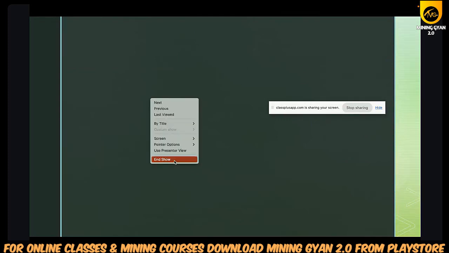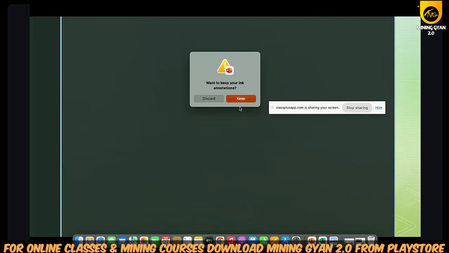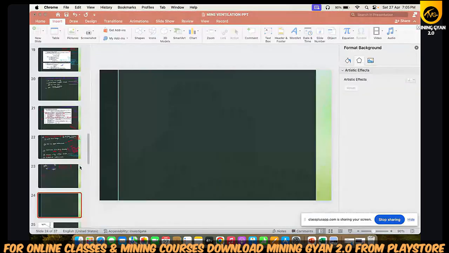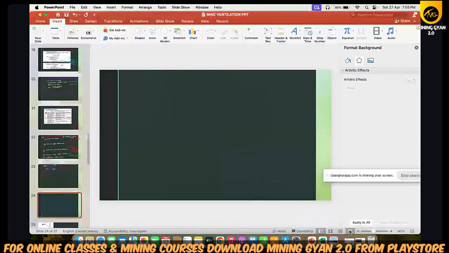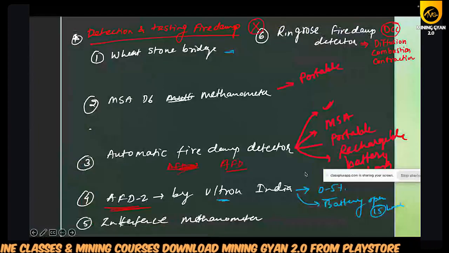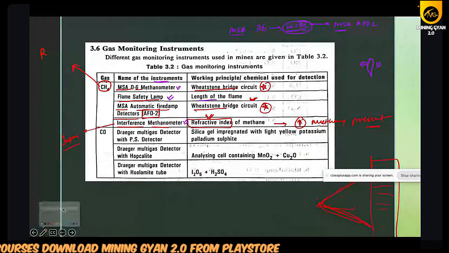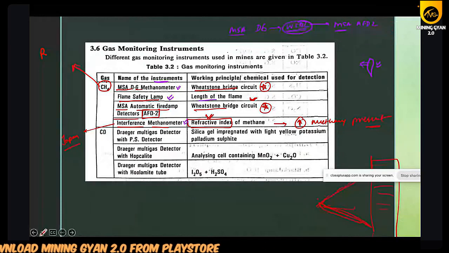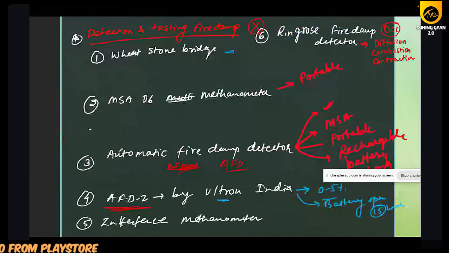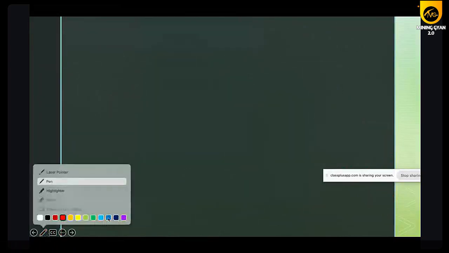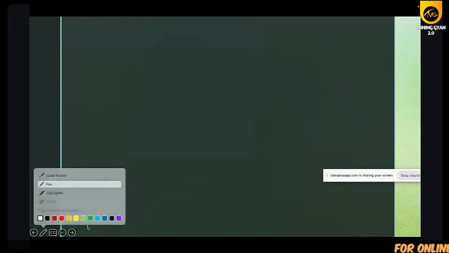If anybody has any doubt related to yesterday or any class, please let me know. So we have seen some detection tools of methane. Now I think I should also discuss CO gas monitoring instruments. Okay, so this CO, carbon monoxide, I will discuss. I will just give you basic information, and I think that basic will be enough for you.